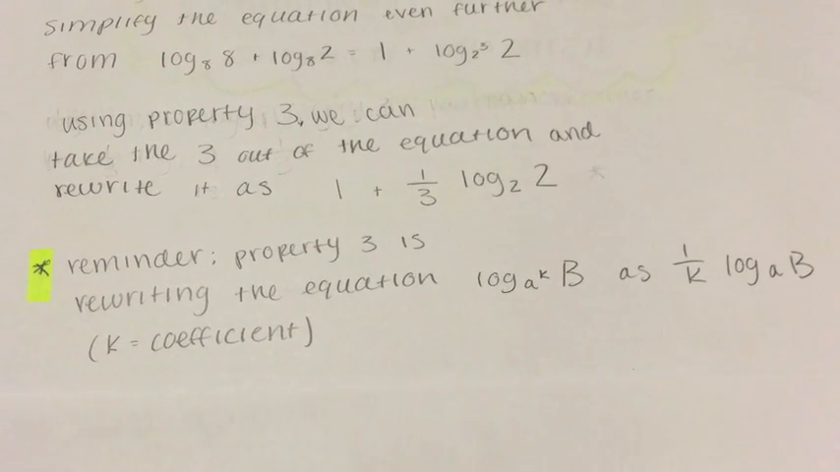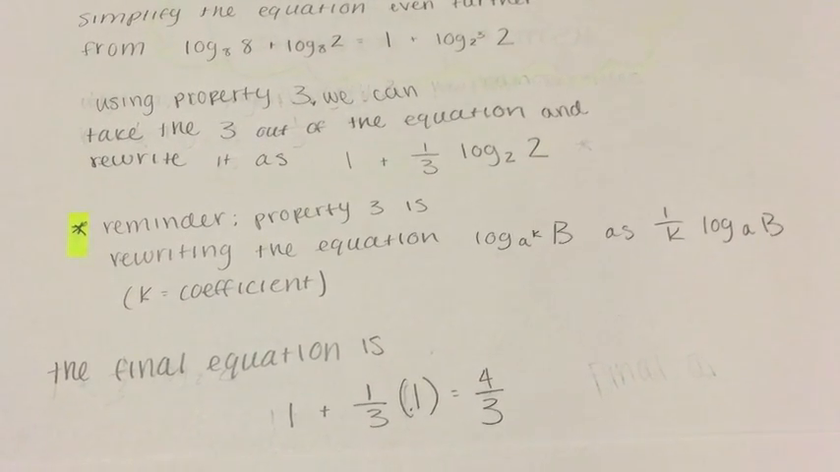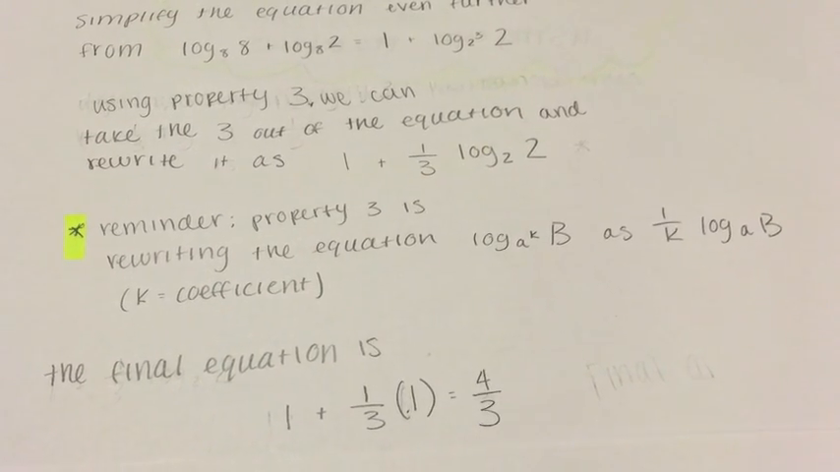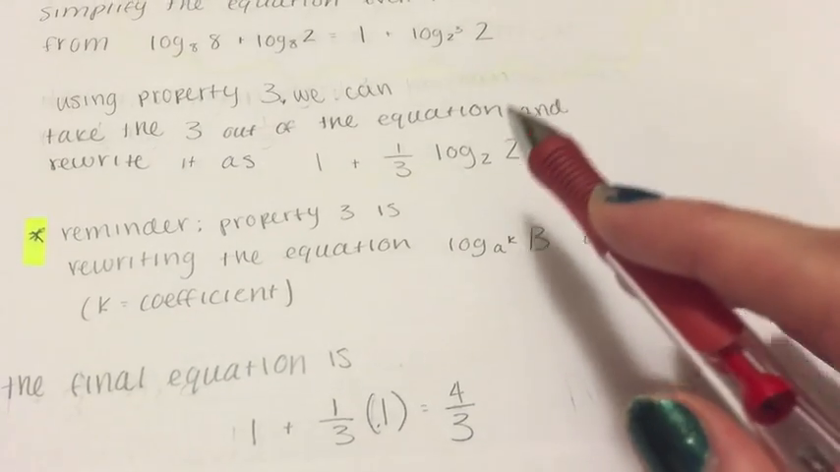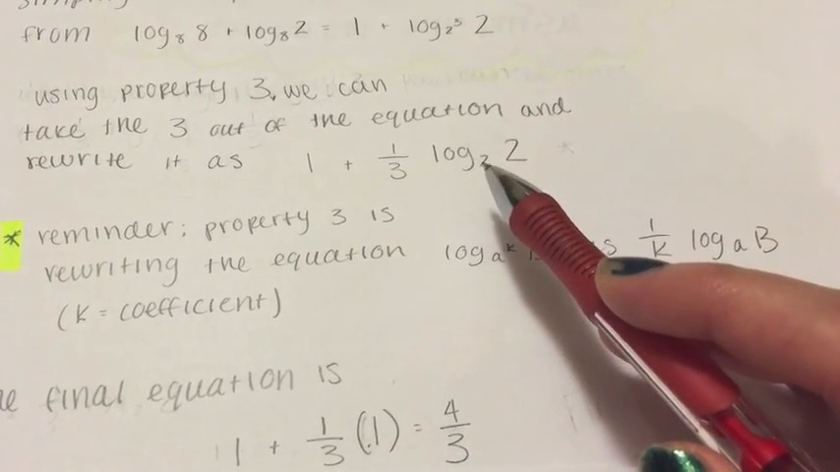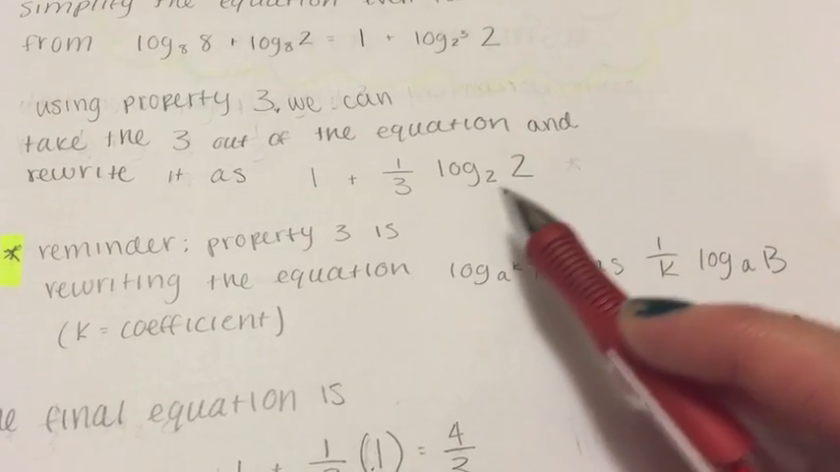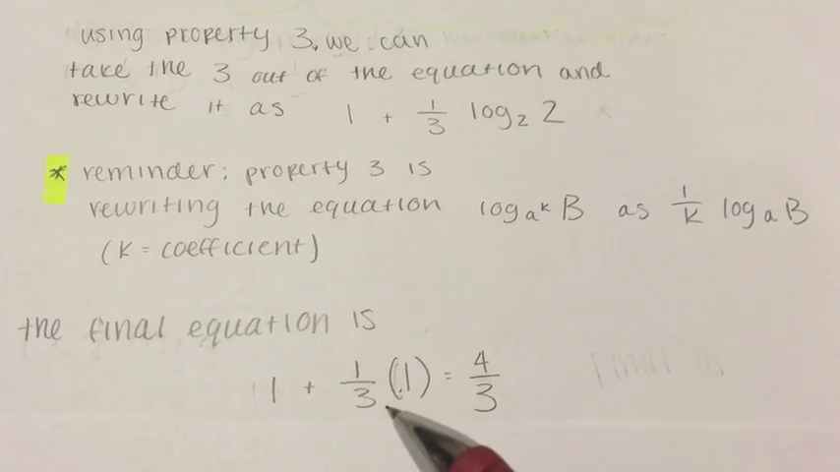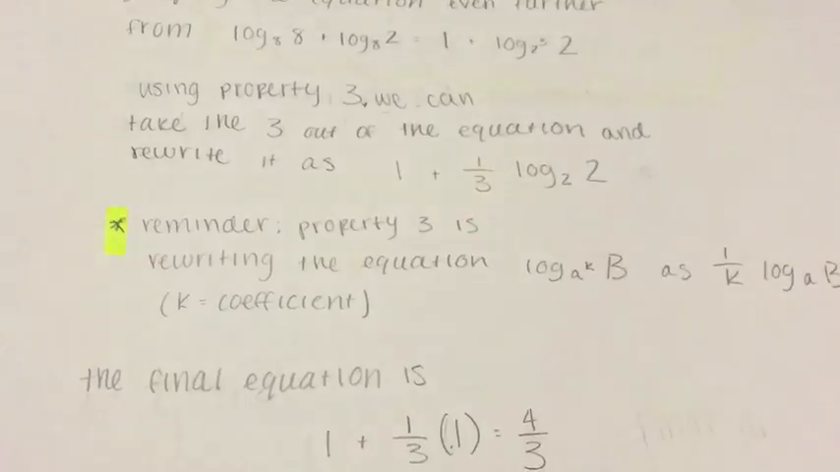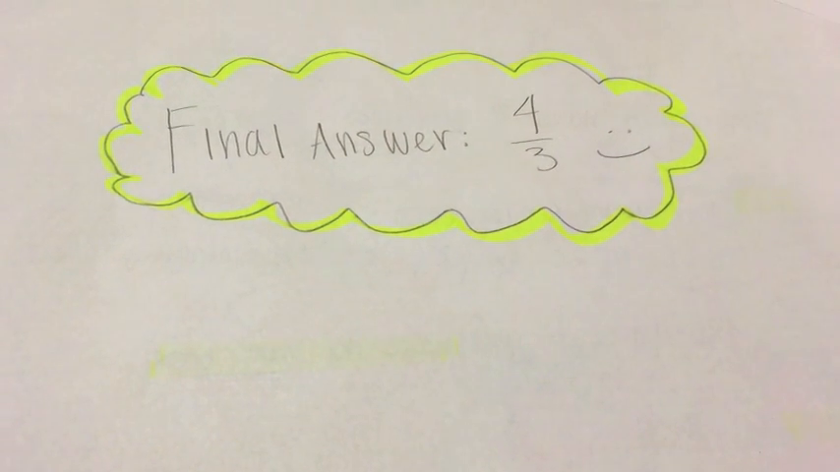K is the coefficient. And so the final equation is 1 plus 1/3 times 1 equals 4 over 3. Again, the 1 comes from log base 2 of 2, where both the base and the result are the same number and equal 1. You don't have to write the 1 there, but if it helps you remember, you can write it there. And then your final answer is 4/3.